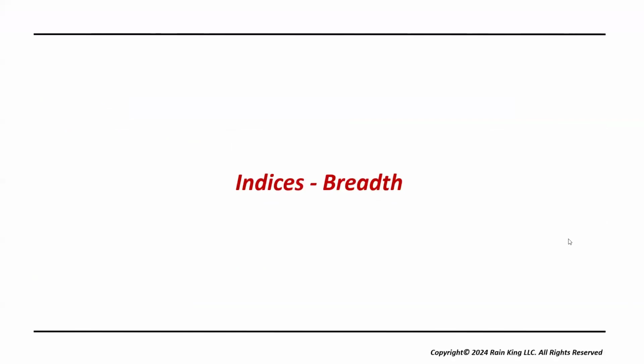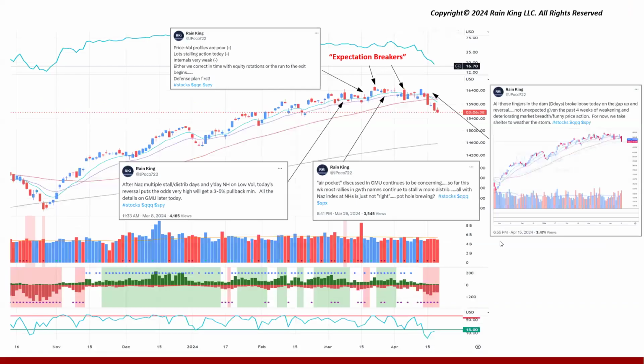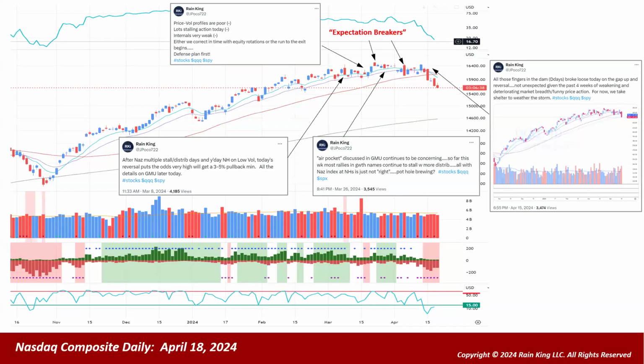Now, let's get into the market. Let's take a look at the indices this week, as it's been a sell-off week. This is the NASDAQ composite. I just cut this at the close.